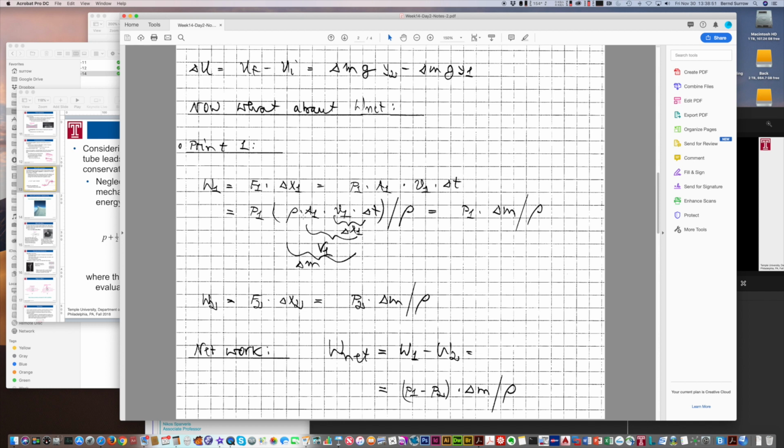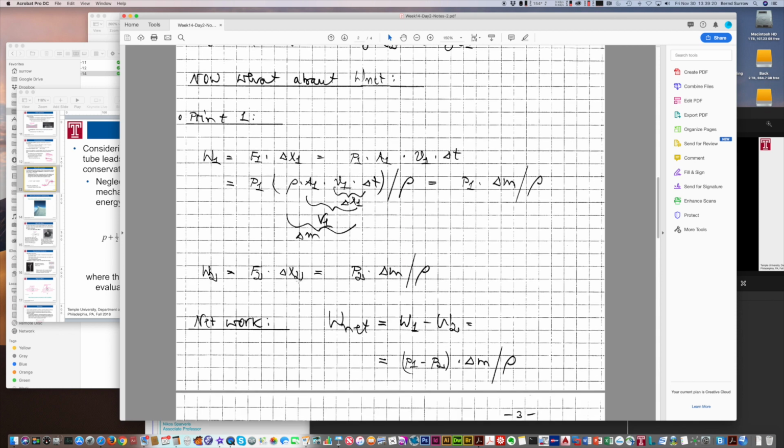So the density is written here times a quantity which is a volume, A1 times v1 times delta t. This is delta x1, or labeled in the slide delta L1. This is therefore a volume, and density times volume is the mass. So what we have here is P1 times delta M divided by the density. So it's simply to rewrite this. That's why we multiply this and divide it by density.